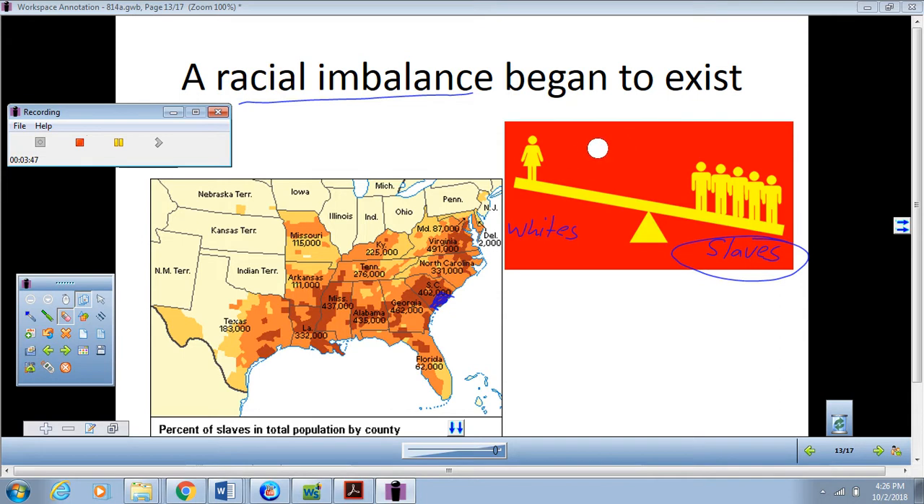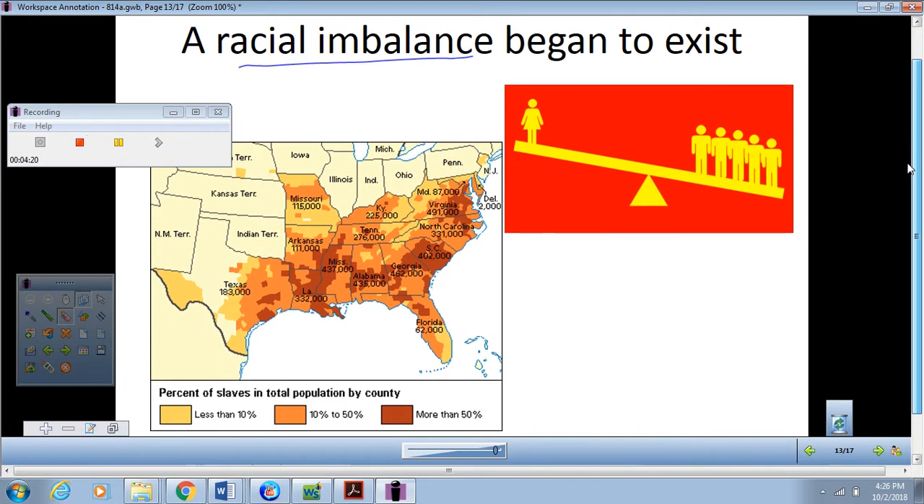The result of this many slaves coming in started to result in a racial imbalance that began to exist in South Carolina, which made the whites scared because the whites were keeping a population of slaves and forcing them to do labor, but the slaves were starting to outnumber the whites.